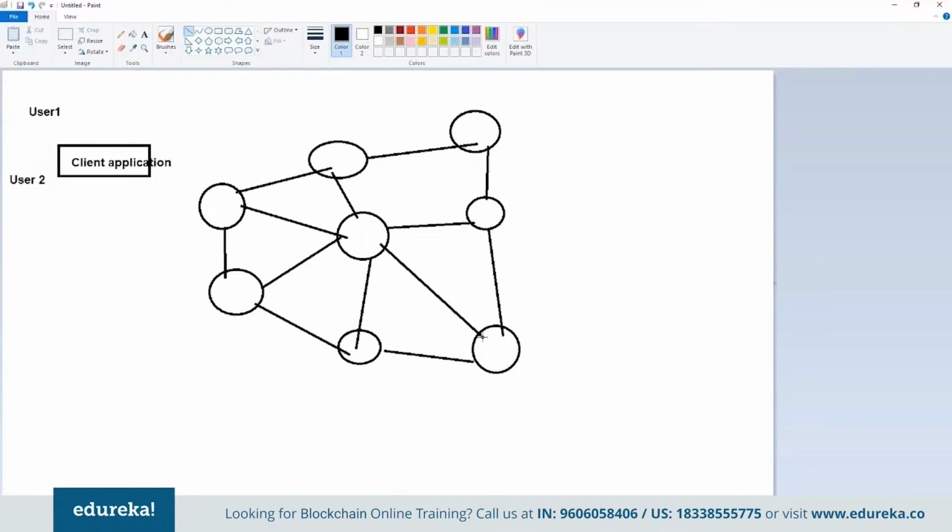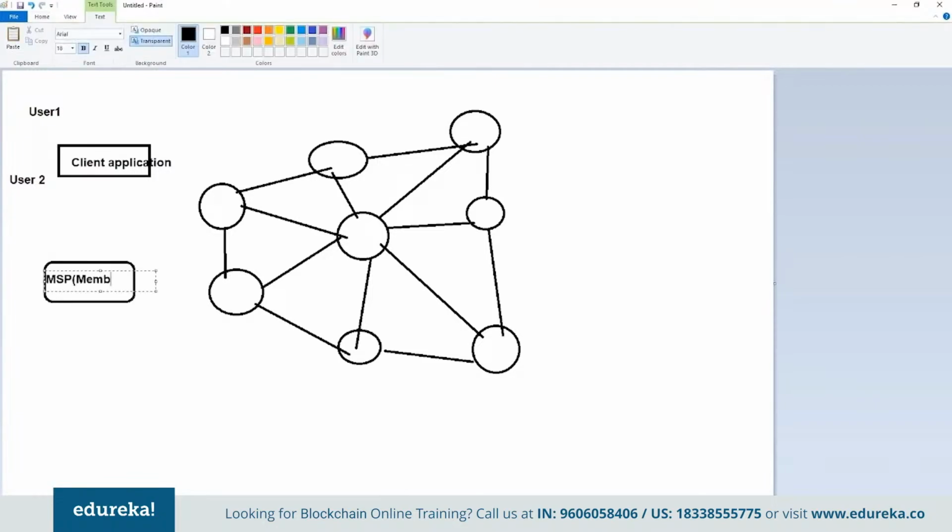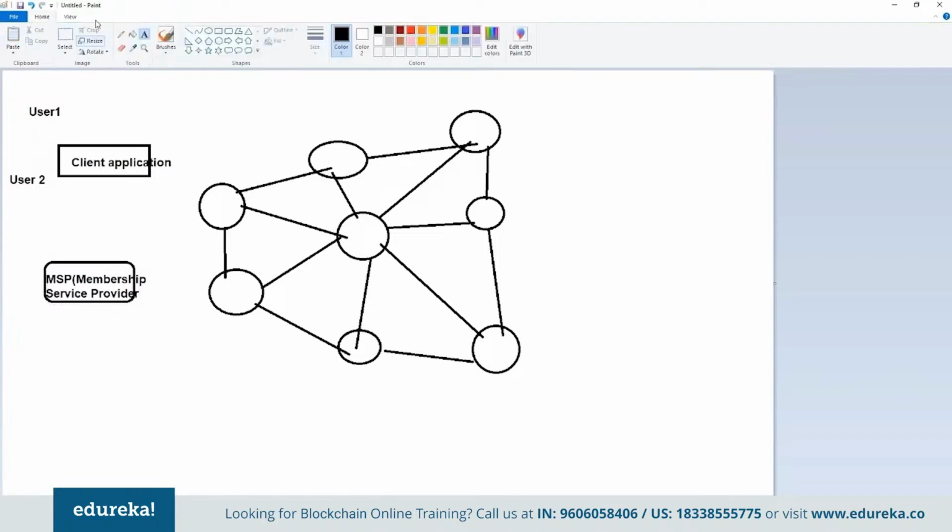Now there are some additional entities here, like your MSP, or membership service provider. What it will do is keep track of what access is required for whom. For example, it will provide the authentication for what all members are part of my network. Is this node part of my network? Is this node part of my network?